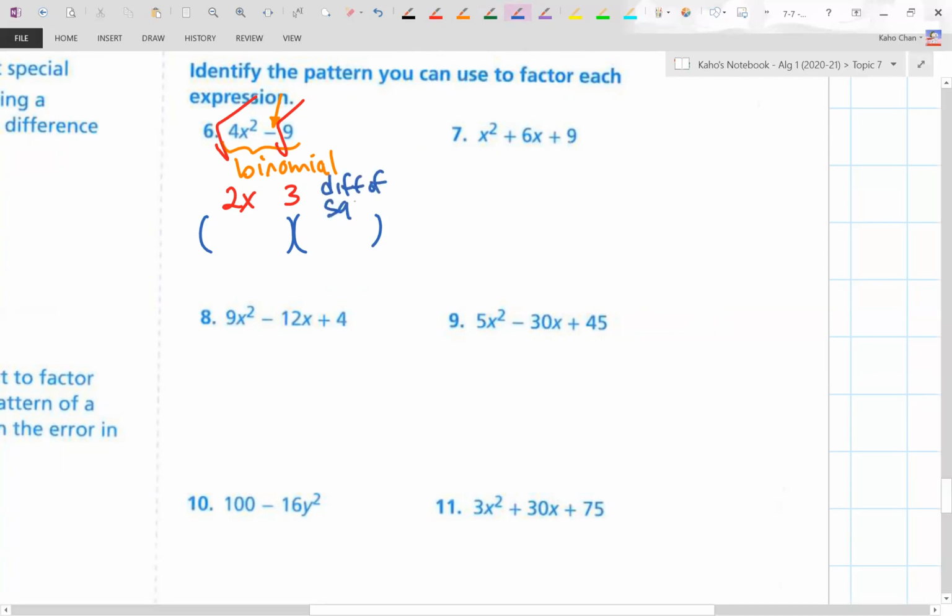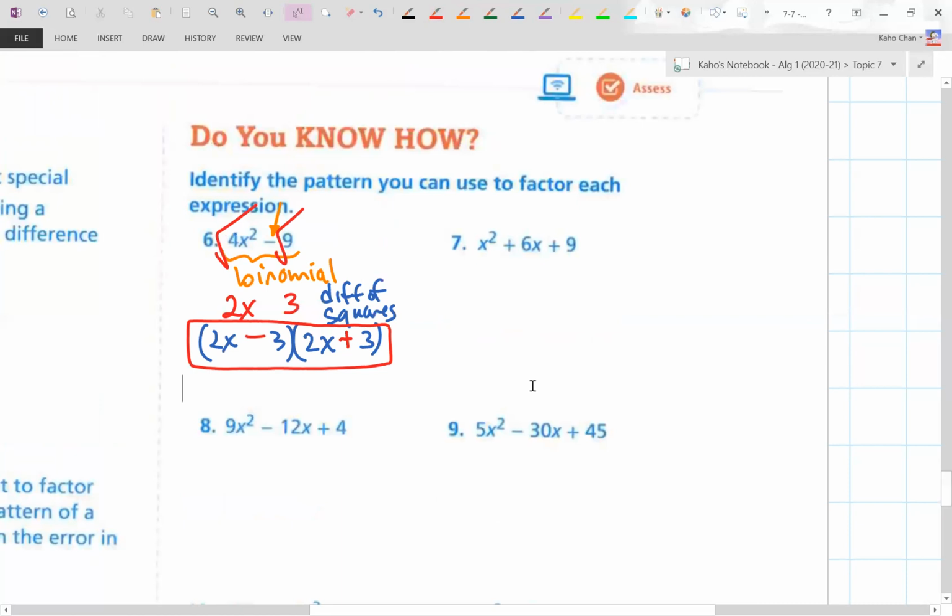So that is the pattern. 2x, 3, 2x, 3, minus plus. Okay, that is the answer. Very good. So that's what we're looking for when it comes to patterns. Is it a PST or difference of perfect squares? Perfect square trinomial or difference of perfect squares?